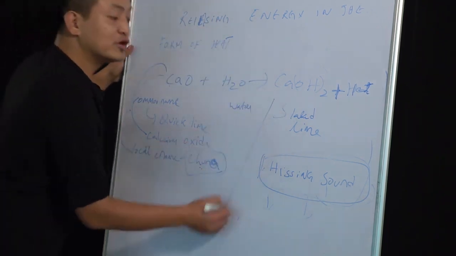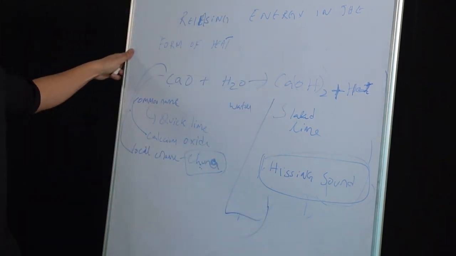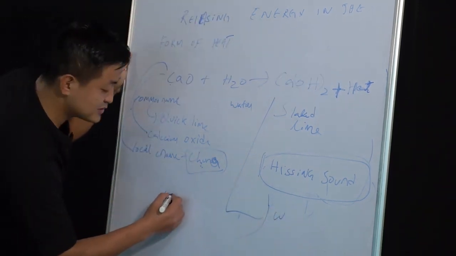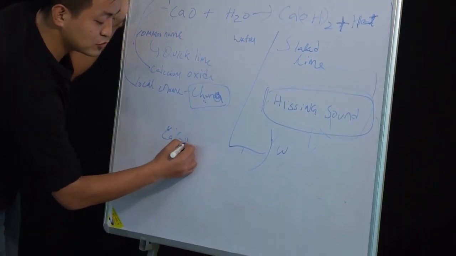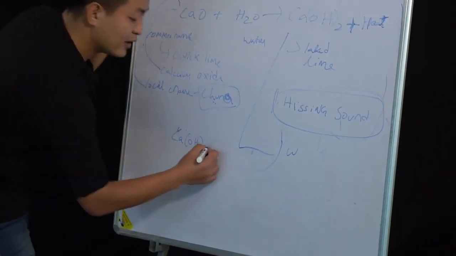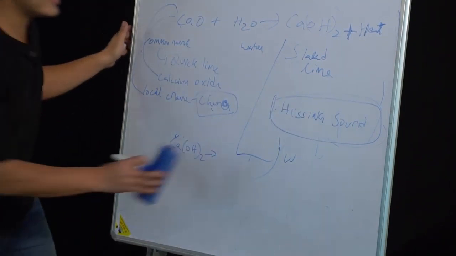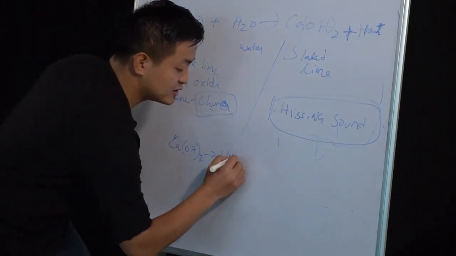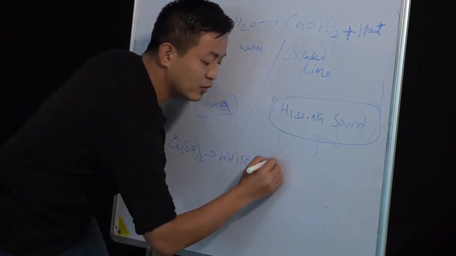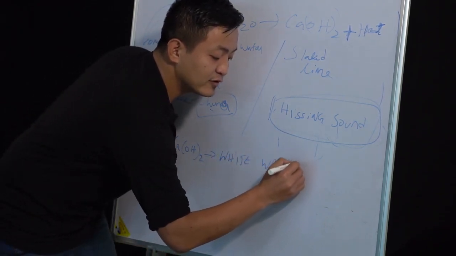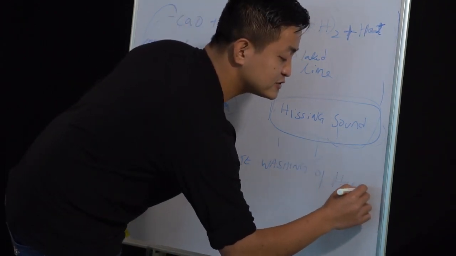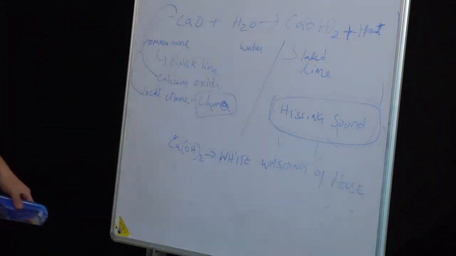And where do we use this slaked lime? Slaked lime we use for whitewashing of houses. Uses: Ca(OH)2 is the slaked lime, and we use this slaked lime in whitewashing of houses. So this is a very important use. The use of slaked lime is in whitewashing of houses.